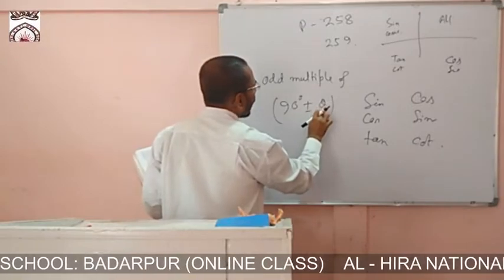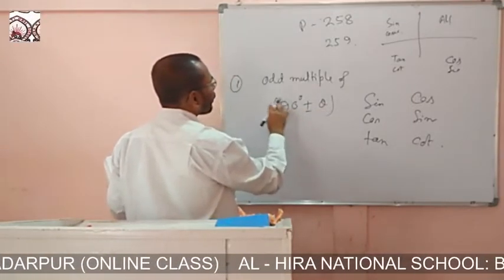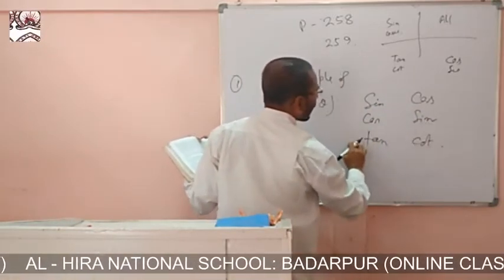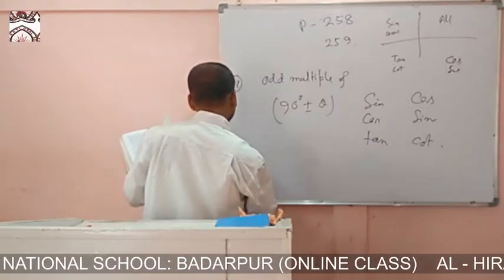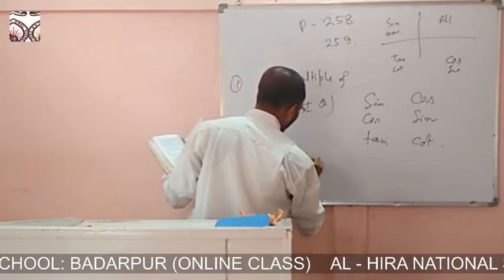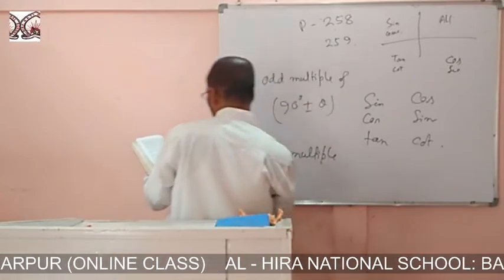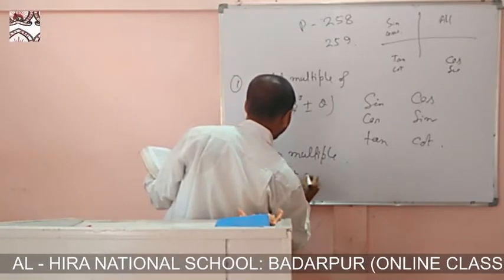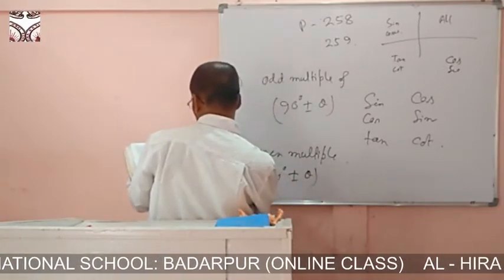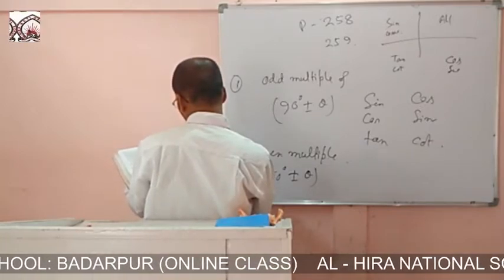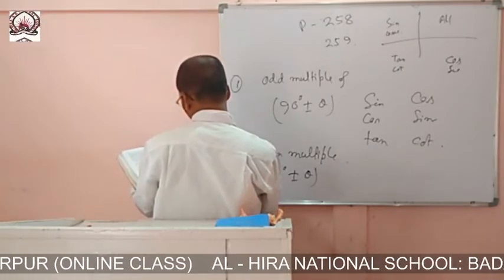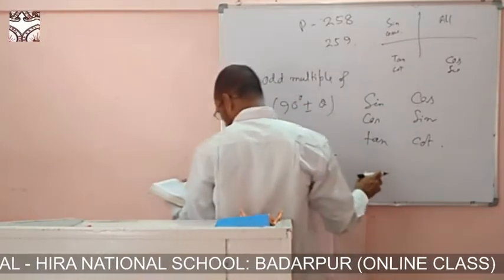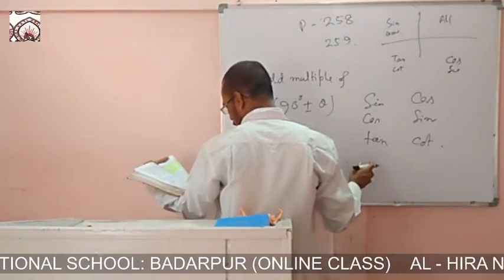If the angle of rotation divided by 90 is an odd multiple, then sine will become cos, cos will become sine, and tan will become cot. And number two, if it is an even multiple of 90 degree plus minus theta, then the ratio keeps its positive or negative sign according to the rule of the sign of the angle in the quadrant. Whatever the quadrant, sine will be sine, cos will be cos, tan will be tan.